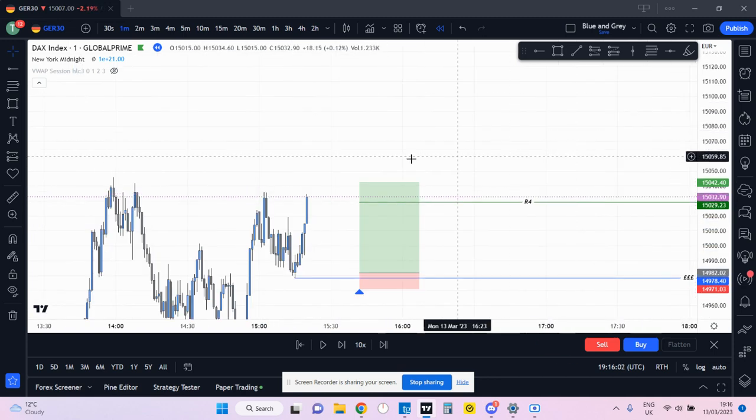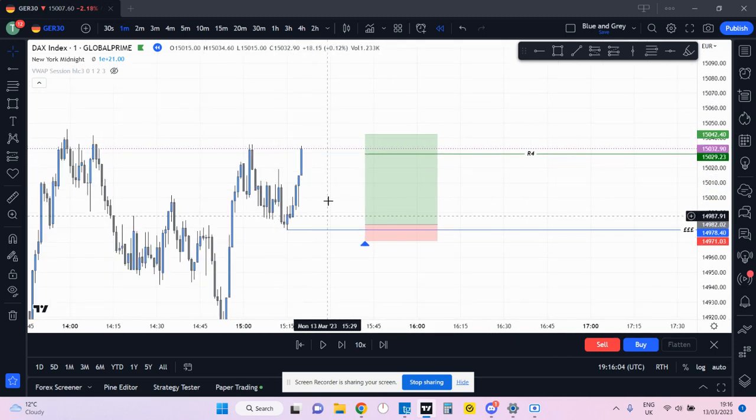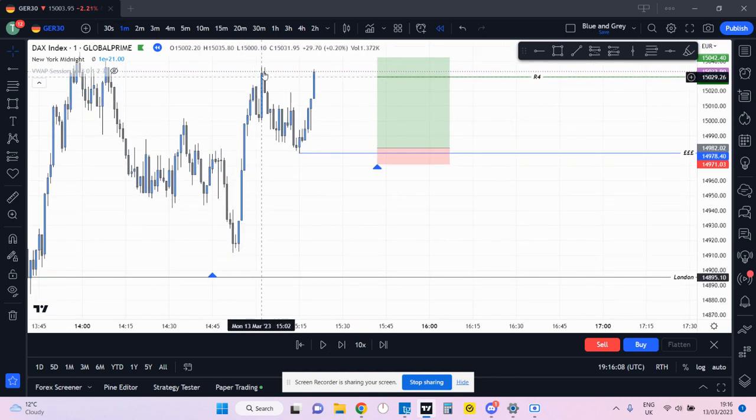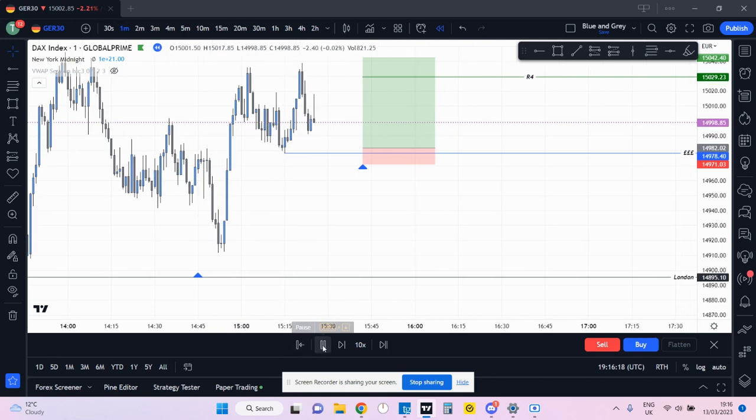This is where stuff gets a little bit interesting. What we can see here is we've had this big push up. We've then come down. We've ran this liquidity here. We ran these wicks here. Bear that in mind. We've ran these wicks.